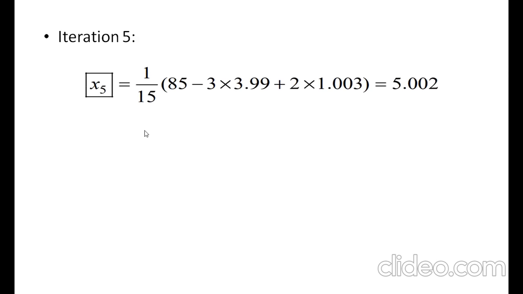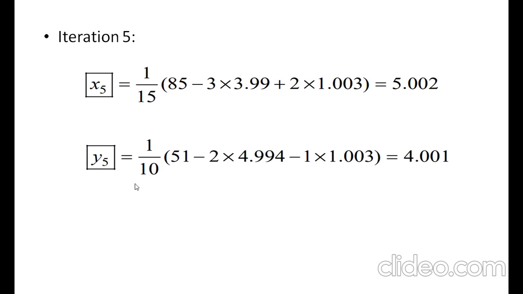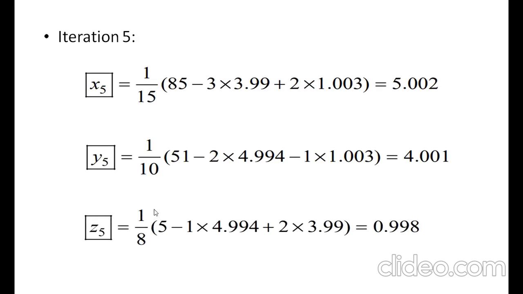Iteration 5, x5 is equal to 1 upon 15 in bracket 85 minus 3 into 3.99, which we have taken from the previous iteration, plus 2 into 1.003, which we have taken from the previous iteration, which is equivalent to 5.002. y5 is equal to 1 by 10 in bracket 51 minus 2 into 4.994 minus 1 into 1.003, which is equivalent to 4.001. z5 is equal to 1 by 8 in bracket 5 minus 1 into 4.994 plus 2 into 3.99, which is equivalent to 0.998. All these values we have to take from the previous iteration.